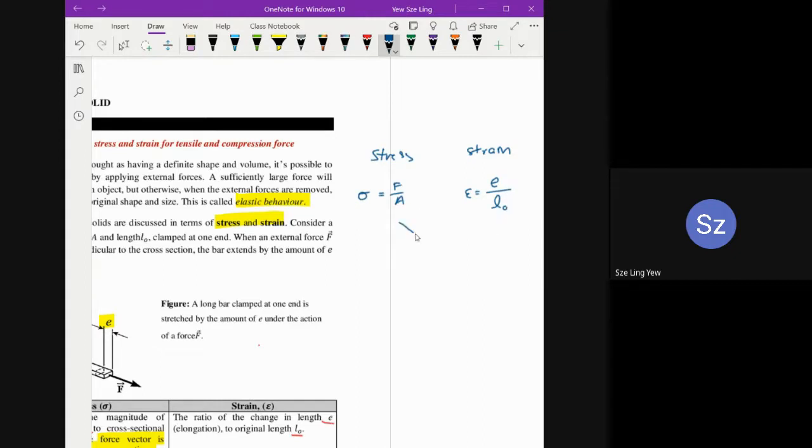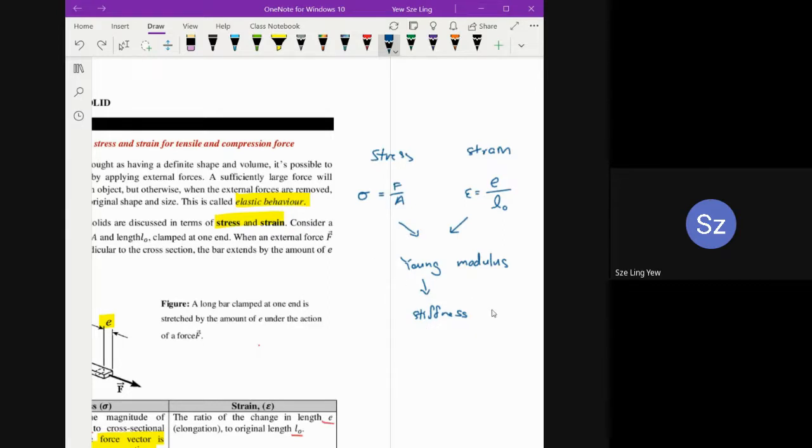When you combine these two equations, it gives you something called Young modulus. Young modulus tells you the stiffness of the object. A larger Young modulus means the object is stiffer. What does stiffer mean? Stiffer means it's harder to change its shape.